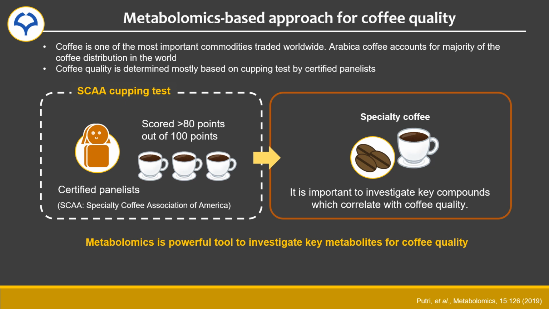One of the more exciting studies that come from our laboratory involve coffee because of the worldwide love for coffee. Now, to determine coffee quality, there is a standard procedure called the cupping test that is conducted by trained and certified panelists. If the coffee is scored more than 80 points out of 100, these coffee beans are categorized as specialty coffee. And to know what the key compounds are that correlate with coffee quality, metabolomics is a powerful tool to answer this question.